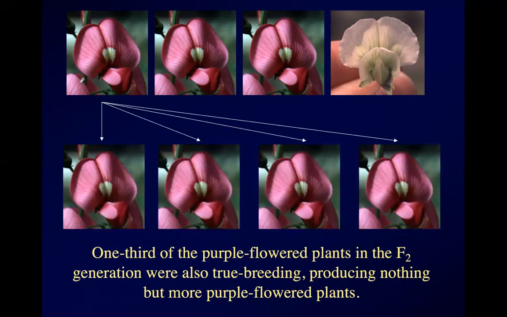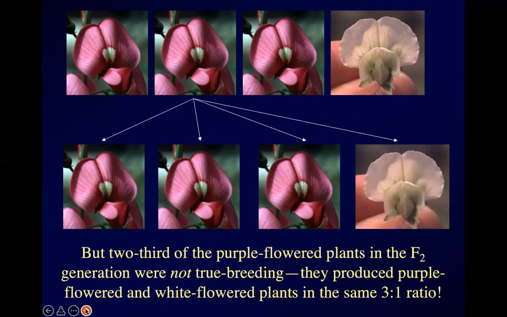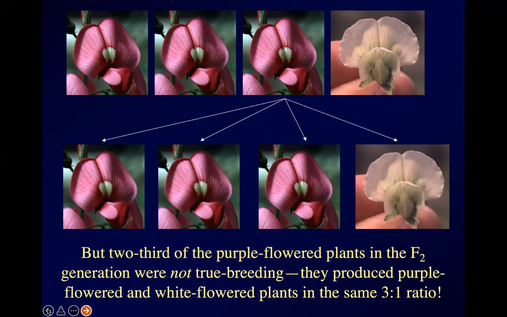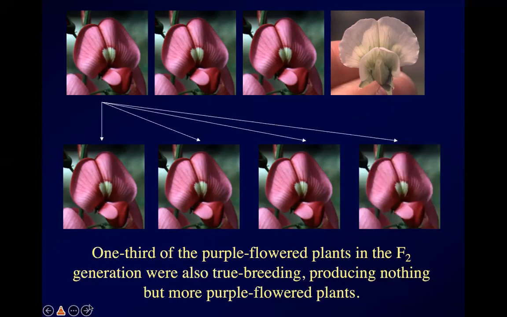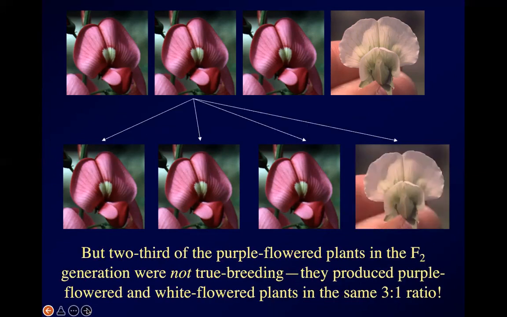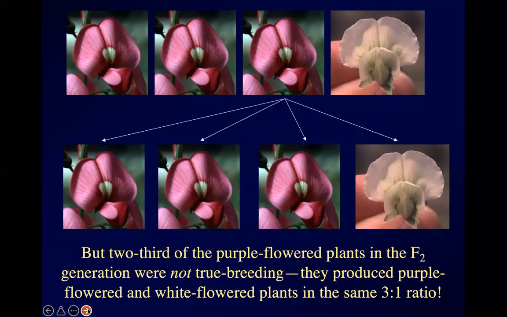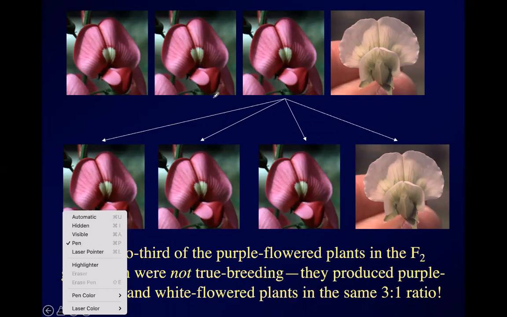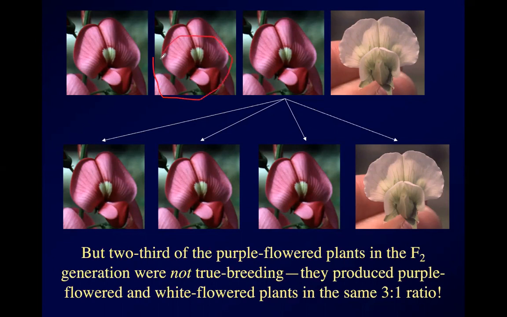The F2 gets weirder. One-third of the purple-flowered plants in the F2 generation also produce nothing but more purple-flowered plants. They were true breeding, as we say. But two-thirds of the purple-flowered plants in the F2 generation were not true breeding. They would produce purple-flowered and white-flowered plants in that 3-to-1 ratio. And to answer your question, if you were to take this flower and that flower and crossbreed them with each other, you'd end up getting the same mix of purples and whites. So if you crossbreed those, then the white shows up in the F3 generation.